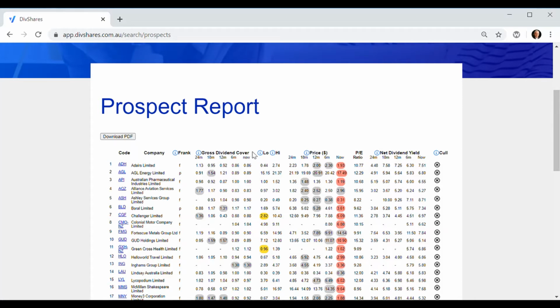My benchmark for gross dividend cover is 1.3, give or take, but never below 1, avoiding companies without sufficient profit to cover its payouts. When gross dividend cover is 1.3 or more, a grey highlight appears to catch your attention. Should any company fail this test, cull it immediately from your report.